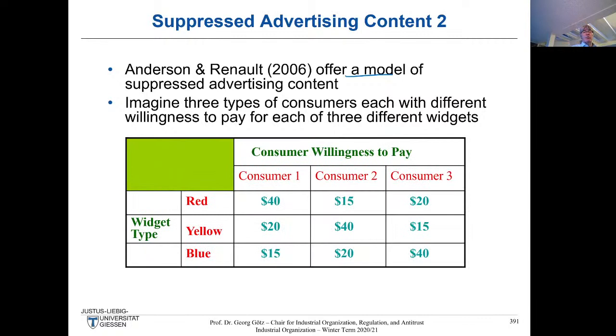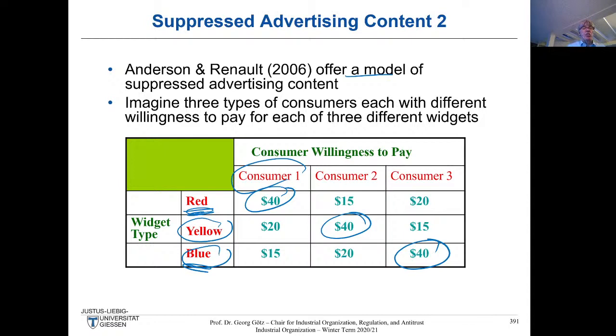Just imagine you have three types of consumers, each with a different willingness to pay for each of three different widgets. Call these widgets a smartphone. Consumer one would value it highly if it has a very good camera, consumer two if it has very good sound equipment, and the third if it has a very powerful processor so that the games work rather well. So consumer one pays a lot for this red characteristic, consumer two is more interested in this yellow, which would be the sound, and consumer three would be more interested in the blue dimension of the widget.